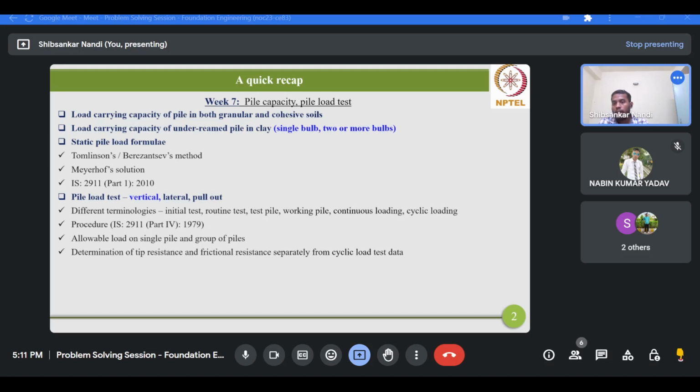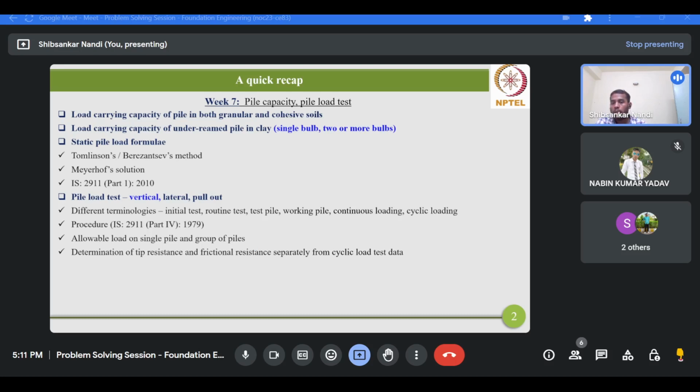After performing the pile load test, you will have the load settlement data. From that data, if you plot the curve, you can easily determine the allowable load on a single pile and a group of piles. The recommendations for determining the allowable load for a single pile or group of piles are prescribed in IS 2911 part 4. We'll see that through an example problem in this session.